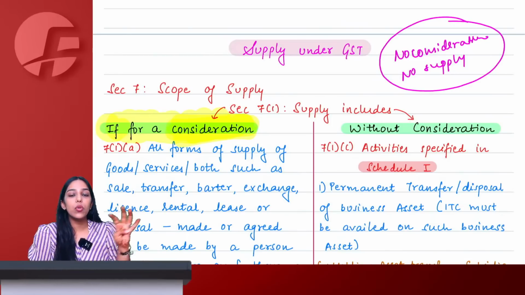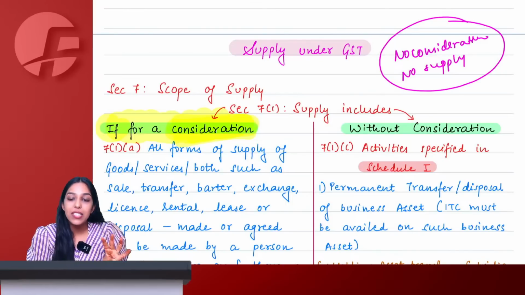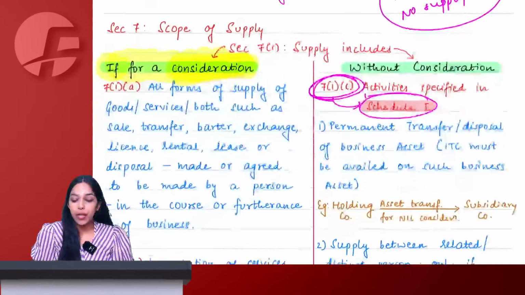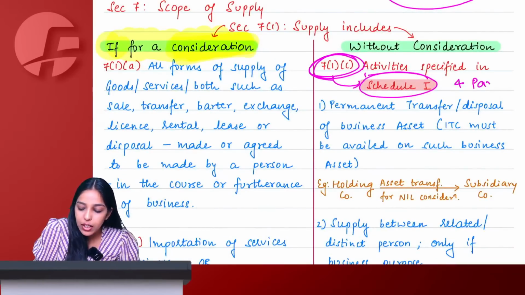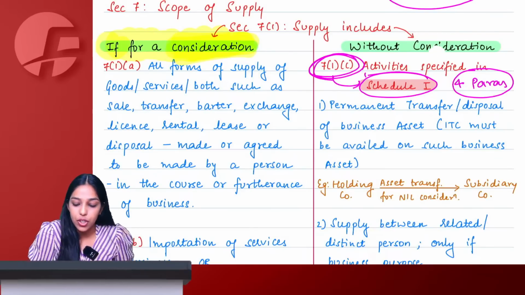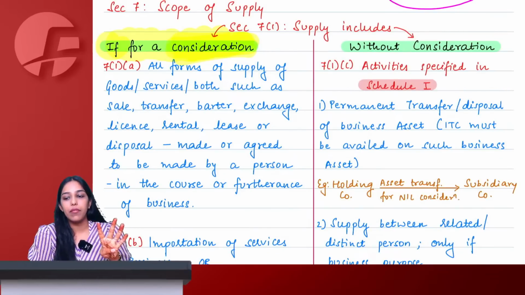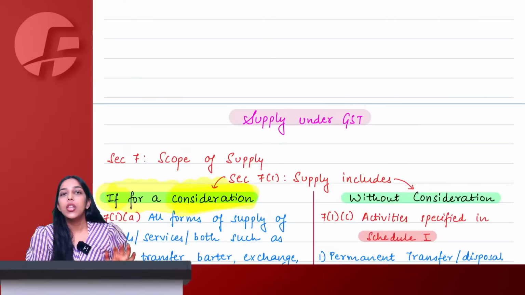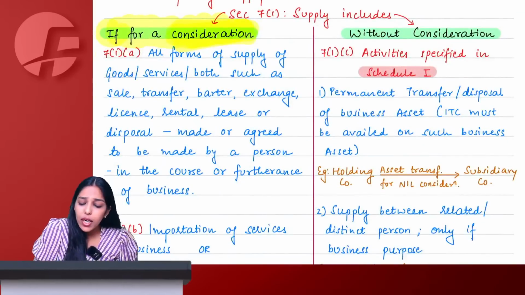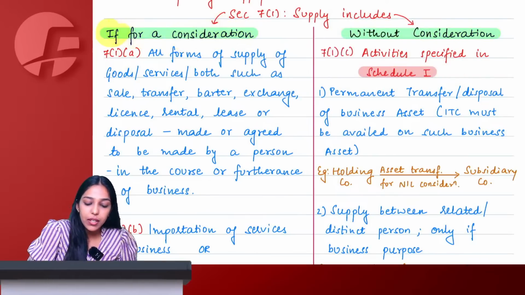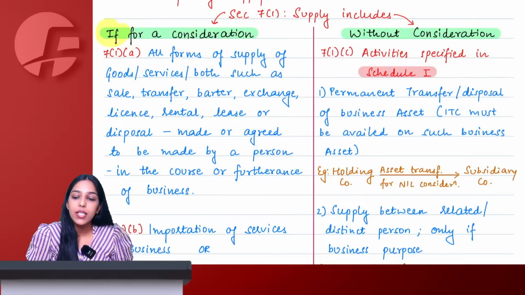There are only and only 4 transactions specified in Schedule 1, Section 7.1c read with Schedule 1. Only the 4 paras given here are considered as supply even without consideration. Other than these 4 activities, if anything is happening without consideration, the golden rule simply says no consideration, no supply. So what are these 4 activities under Schedule 1 which can be considered as supply even without consideration?